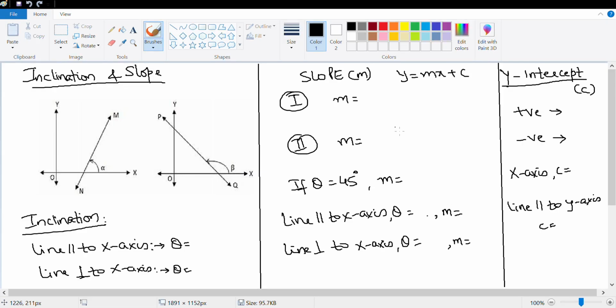Hi guys, let's start a new exercise 26C. Before we start solving questions, let me explain a couple of concepts to you. One is inclination. What is inclination?